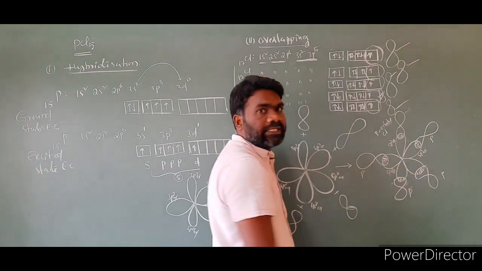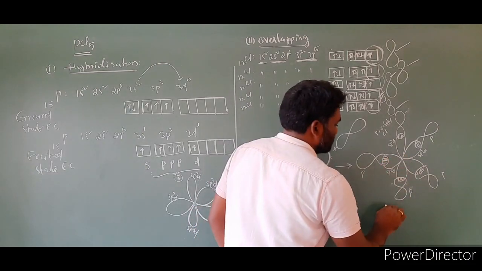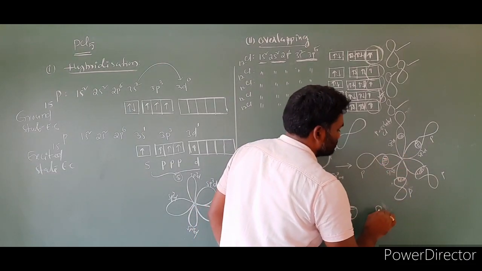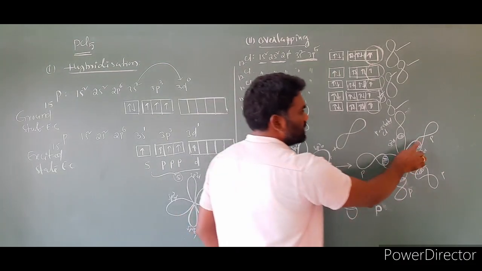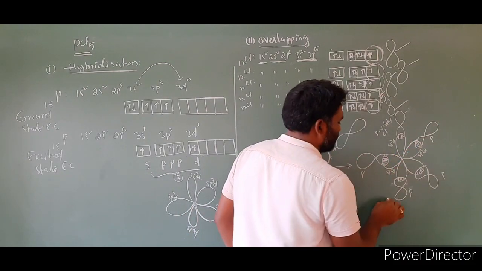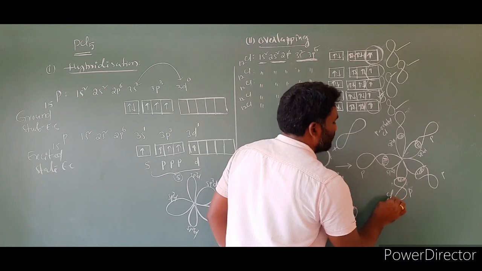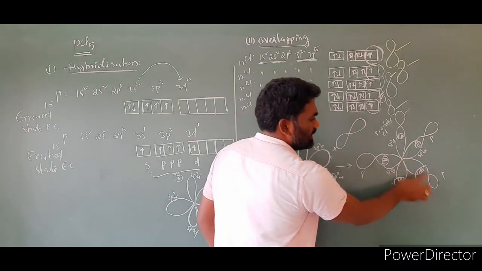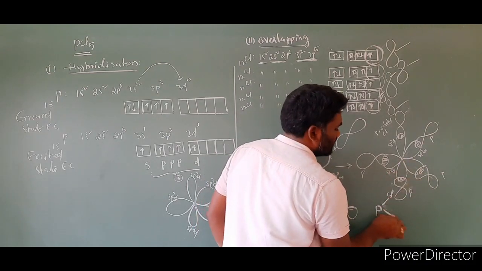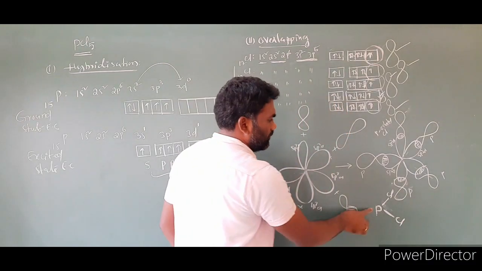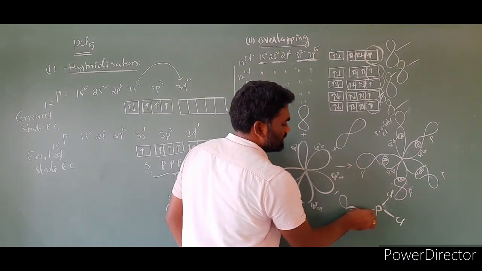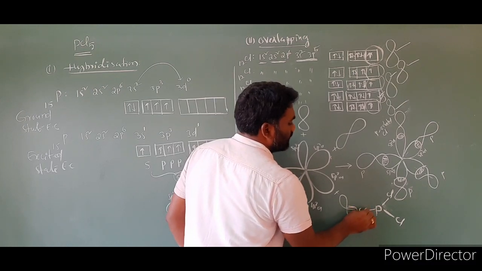The central element present is phosphorus. So I am taking the phosphorus. This is the phosphorus. And how many? This is the one chlorine. This bond will be made by the one chlorine. So this is one chlorine. And this bond is another chlorine. This is the second chlorine, isn't it? And one chlorine towards this direction. This is another chlorine, the third chlorine.